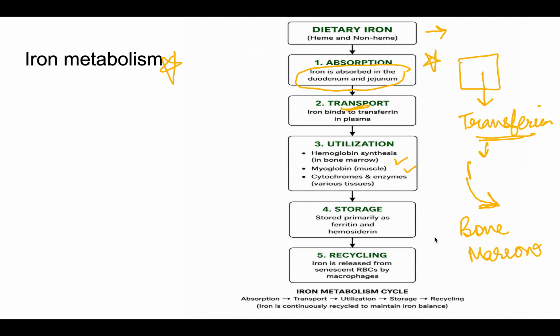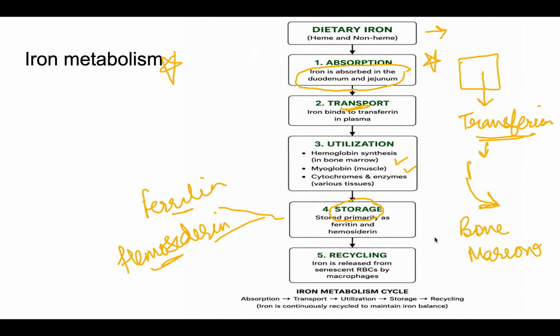If the utilization is done and some amount of iron is remaining, it will go into the storage form. Now there are two storage forms of iron: one is ferritin, one is hepcidin. These are the two storage forms of iron, and it is stored in the macrophages. And lastly, there's some amount of recycling also, because the RBCs die and release the iron. So this is the main overview.